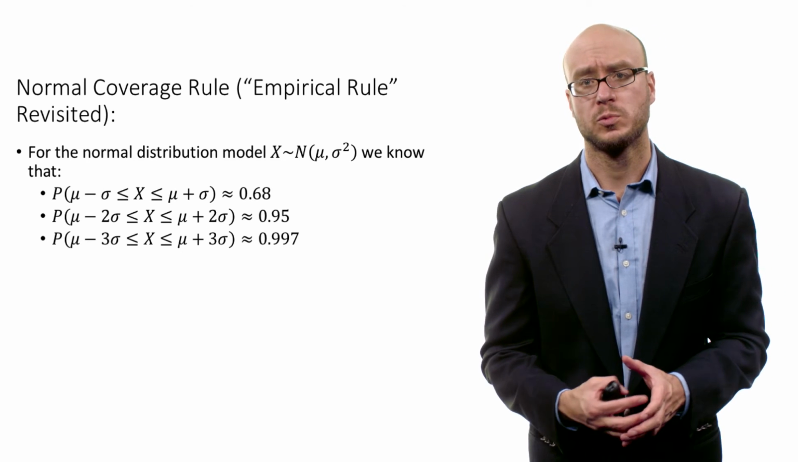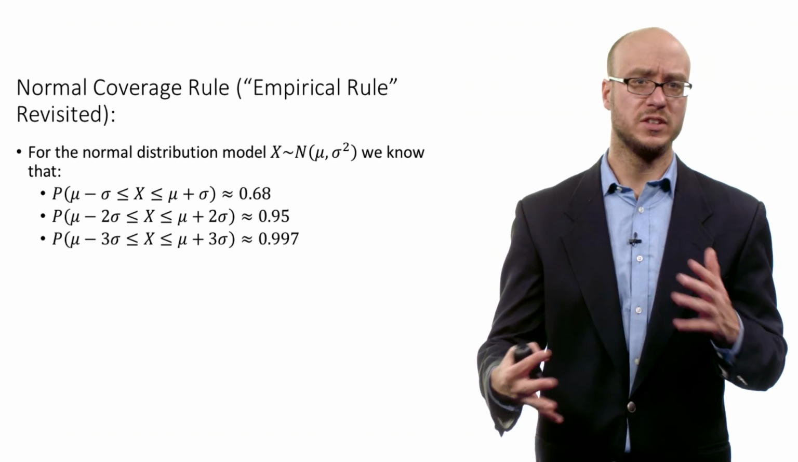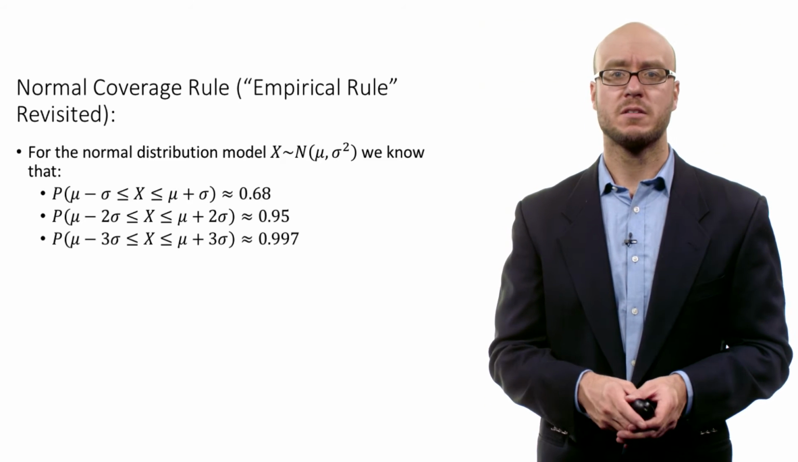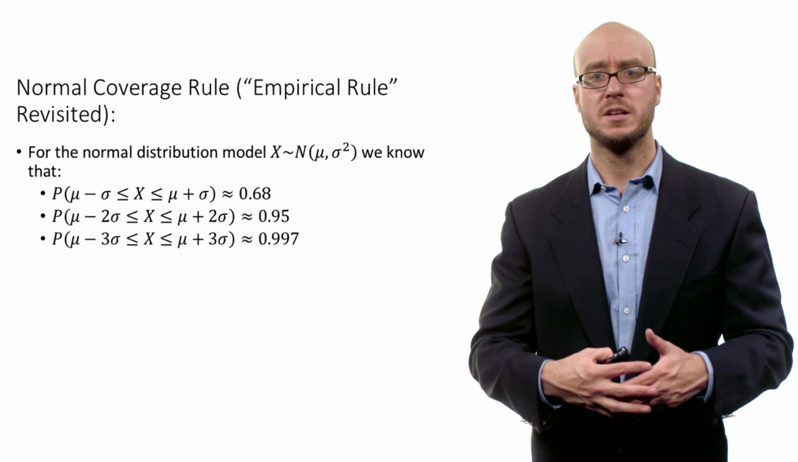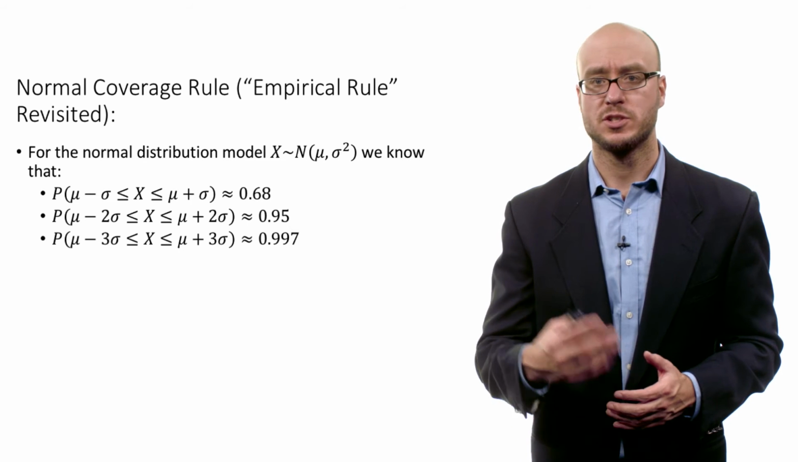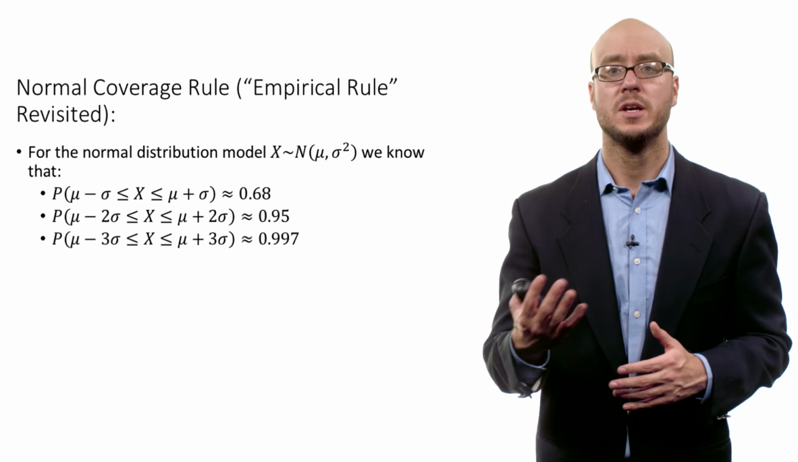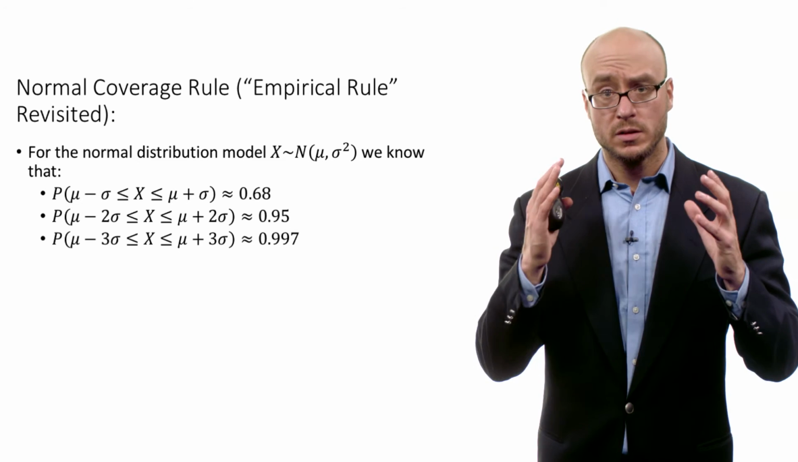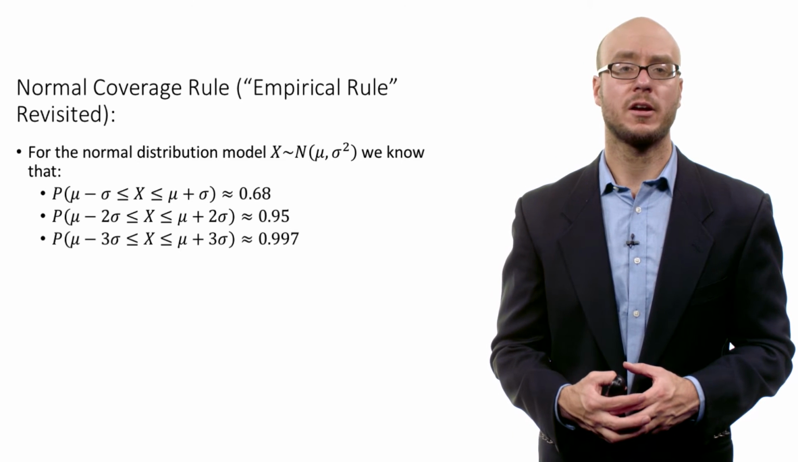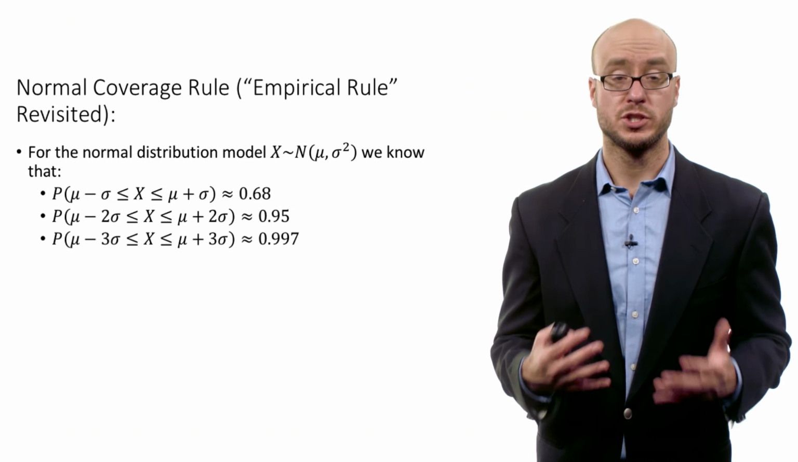If you recall, the empirical rule said if a distribution of data is roughly mound-shaped and symmetric, then we can make these characterizations: roughly 95% of the observations are within 2 standard deviations of the mean, and 68% of the observations are roughly within 1 standard deviation of the mean. Well, we can also use that characterization with the normal distribution model.